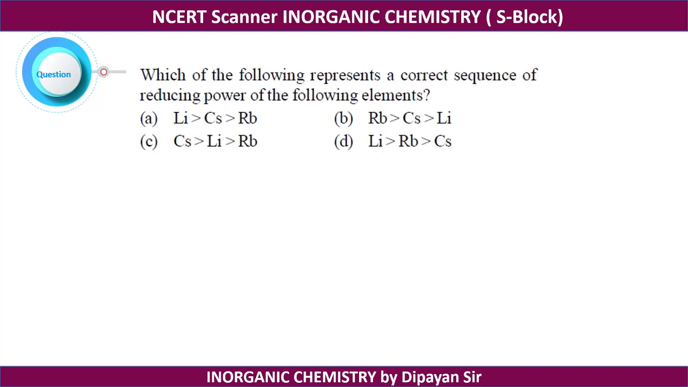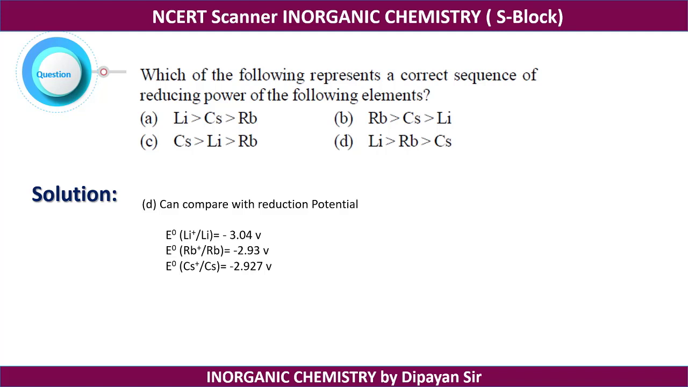In question number 3, which of the following represents a correct sequence of the reducing power of the following elements? We have 4 options, and the correct option for this is option D. We can explain it easily by the reduction potential value. As we know, the lesser the reduction potential, the easier it is to oxidize those elements. Here we have to find the reducing power, so the easiest to oxidize represents maximum reducing power. So lithium will have the maximum reducing power, and cesium will have the minimum reducing power.